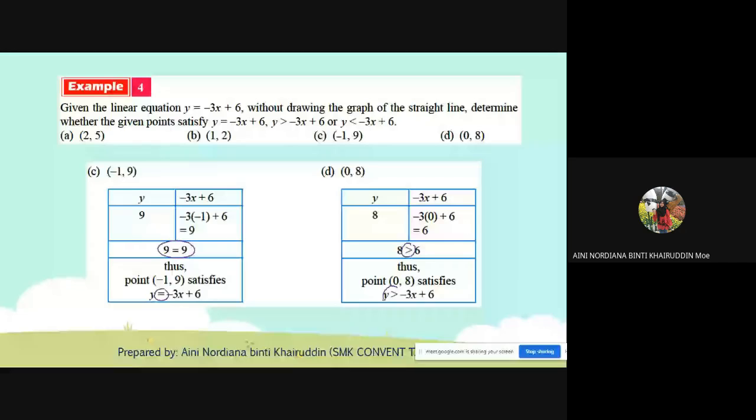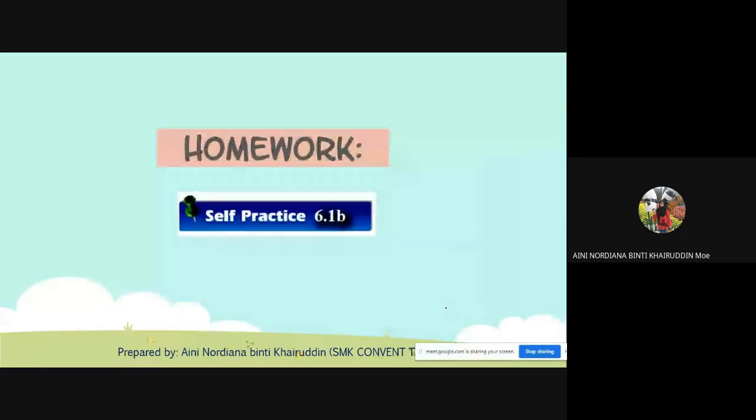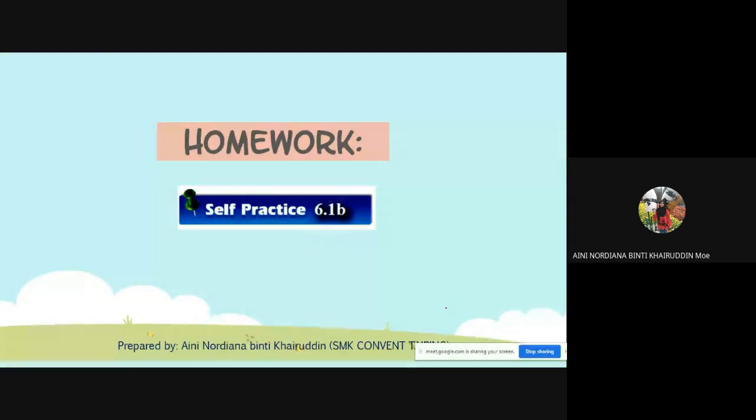So just now I showed two examples. Example 3, you draw the graph and then you get the answer. For example 4, without drawing the graph, you need to do it like this, using a table. So that's all for today. So this is your homework. Today there are 2 homework items, which are self practice 6.1a and 6.1b.